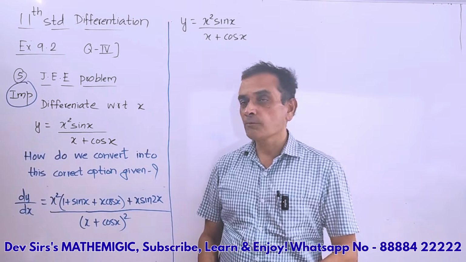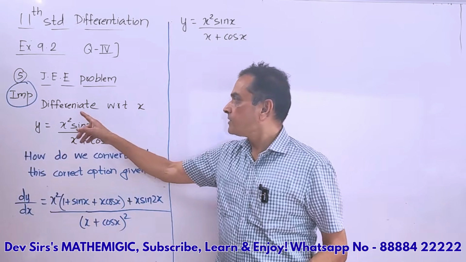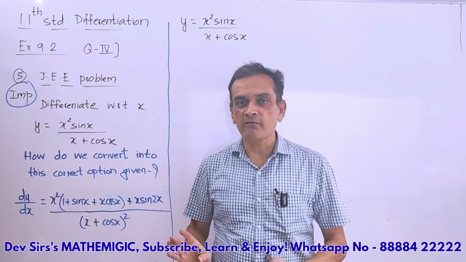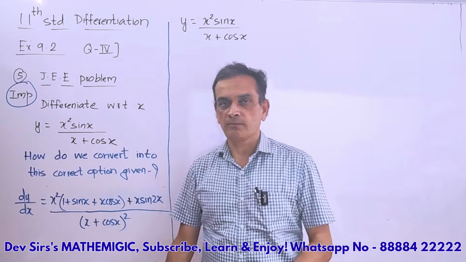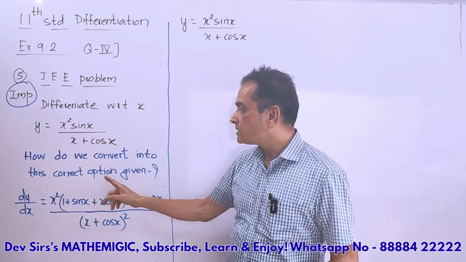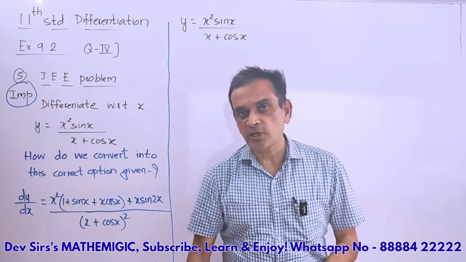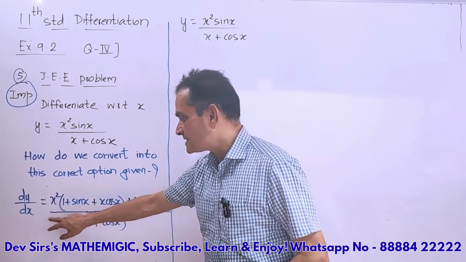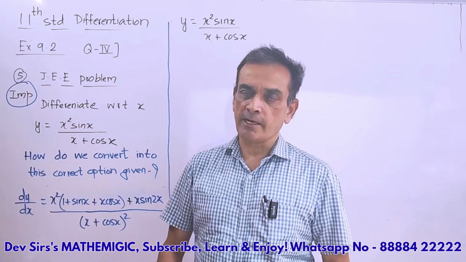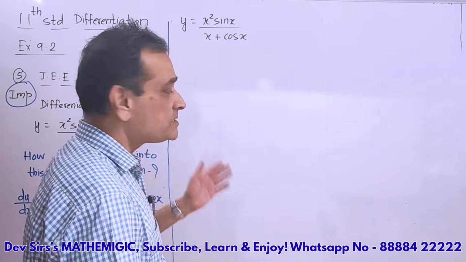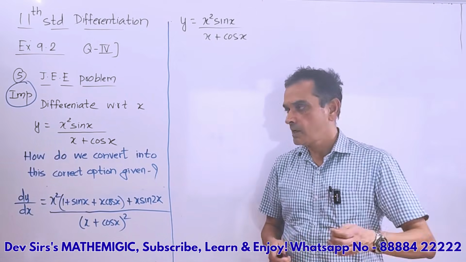Let us straight away go to the problem. It is from the textbook actually, but it was previously asked. Differentiate with respect to x, means find the derivative. y is equal to x squared sin x upon x plus cos x. How do we convert this to the correct option given? There were 4 options in JEE, so one option was this and that is the right option. So later on we will see how to convert into this option. So let's begin now. All set? You will enjoy this sum.